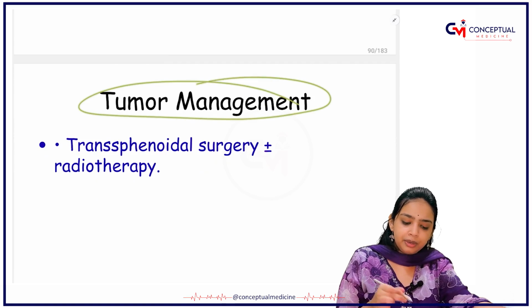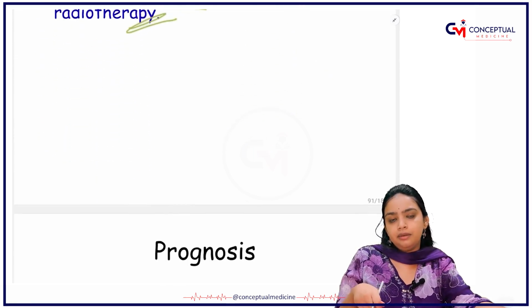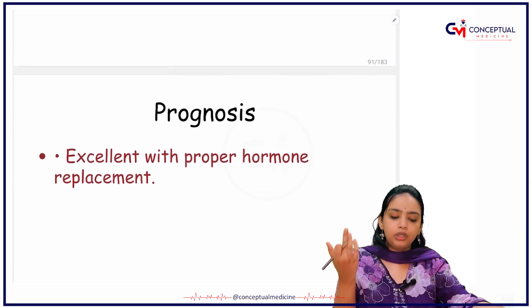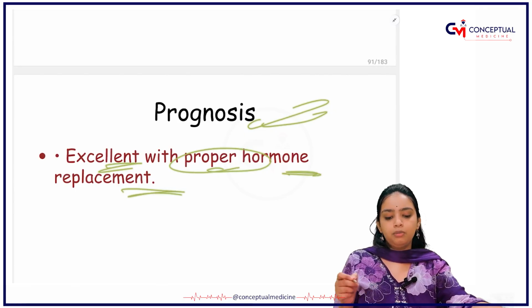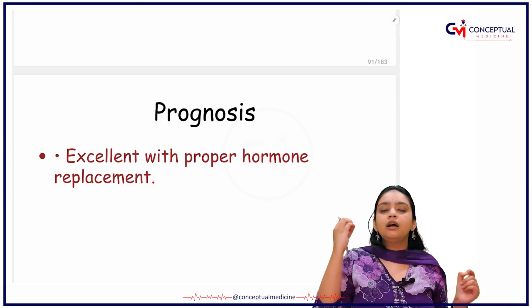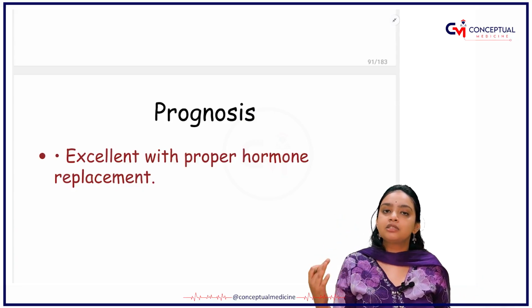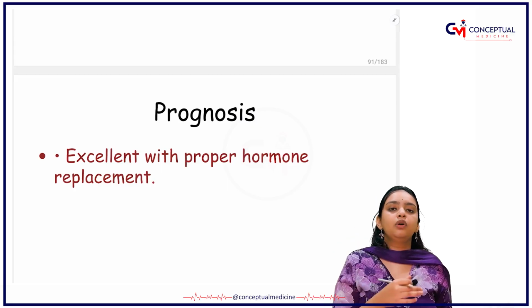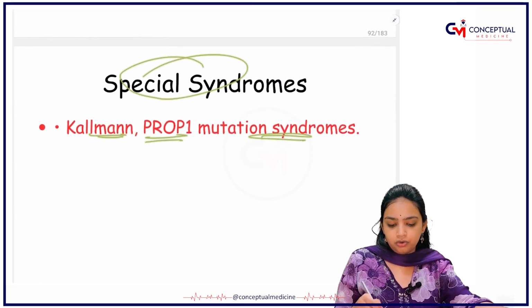Okay. For the tumor management, you will give the patient transsphenoidal surgery plus or minus radiotherapy depending on the patient. For the prognosis, it is excellent with proper hormone replacement. If there is proper hormone replacement, then the patient will recover for sure. If there is not proper hormone replacement, the patient will take a lot of time to heal. Then you have special syndromes like Kallmann and Prader syndrome.